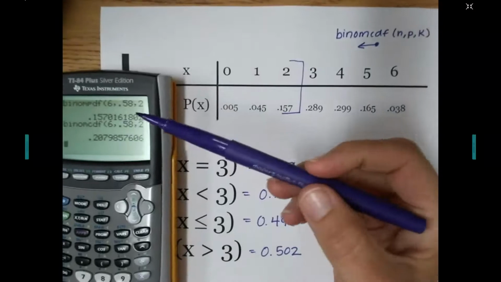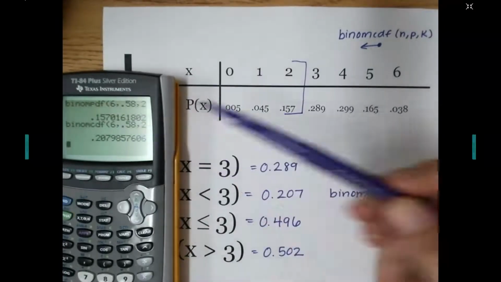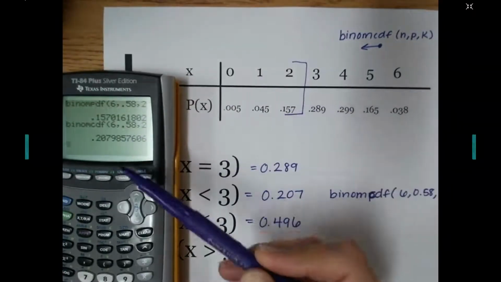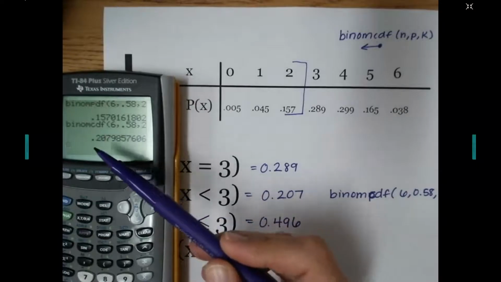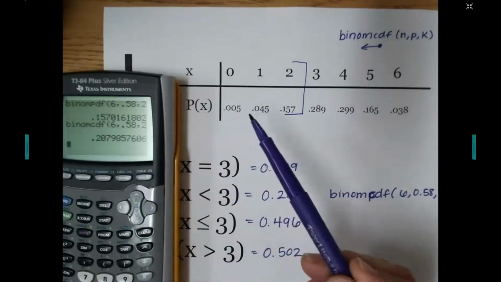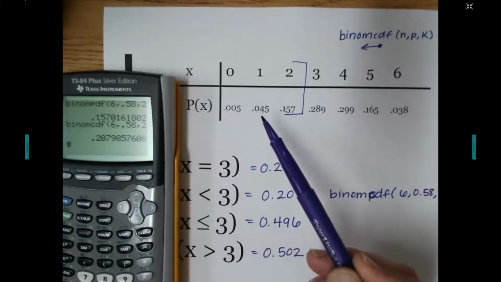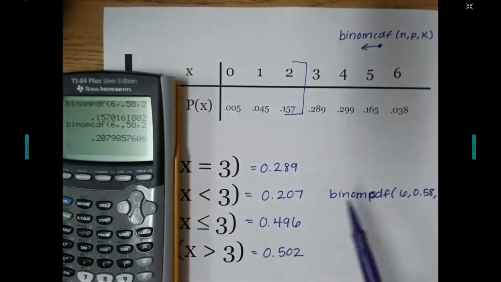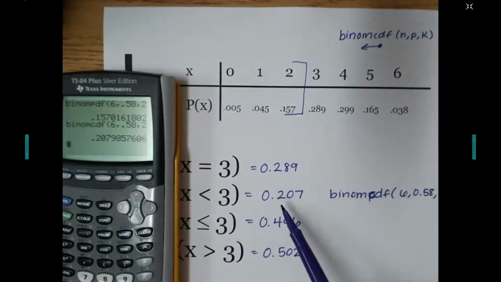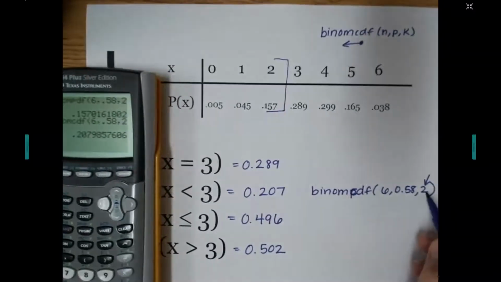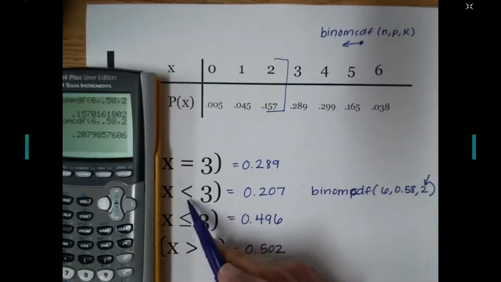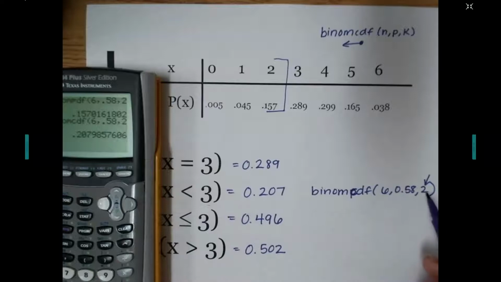Notice how binomial PDF gave us the exact probability at 2, 0.157, while CDF gave us everything up to that point. So it was 0.005, 0.045, and 0.157 all added together, and that's what we got when we used that table. Now, make sure that whatever number you put here when you use CDF, that's the highest number you want to include. So it's very important. If it's not including 3, the highest number I want to include is 2.